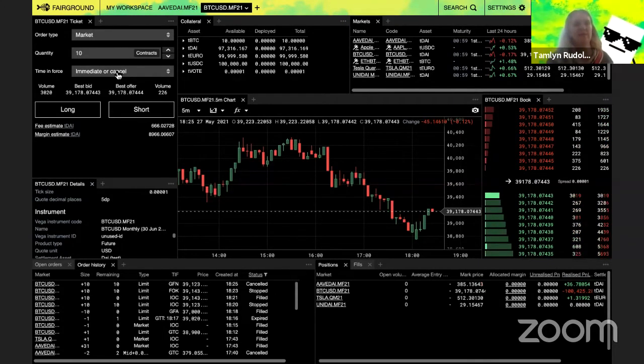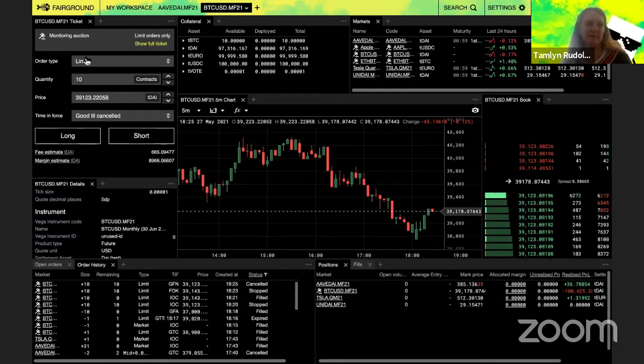if I want 10, fill as much of that 10 as you can on the order book. And if there's nothing left to fill, just cancel the rest. Whereas fill or kill is either fill the whole 10 or cancel it. So don't fill 5 and cancel the other 5. Either fill the full 10 or don't fill any of it.